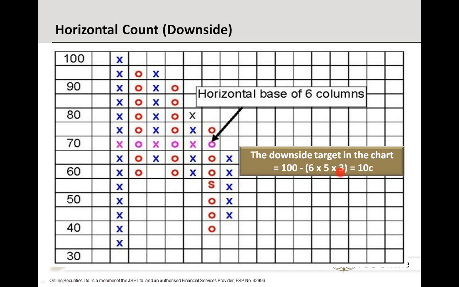6 times 5 is 50, times 3 is 90 cents. So from my high in this consolidation, there's my high. So 90 cents minus, from my 100, I've got a potential target of 10 cents. Okay, so that's how we calculate it.